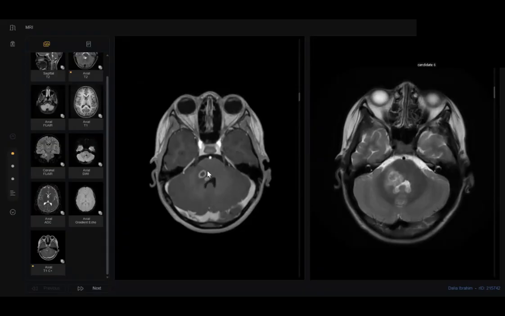How to differentiate between tuberculous abscess and tuberculoma? The T2. Okay, this is the most important point. Thank you, doctor. Okay, doctor. Thank you, my colleague.